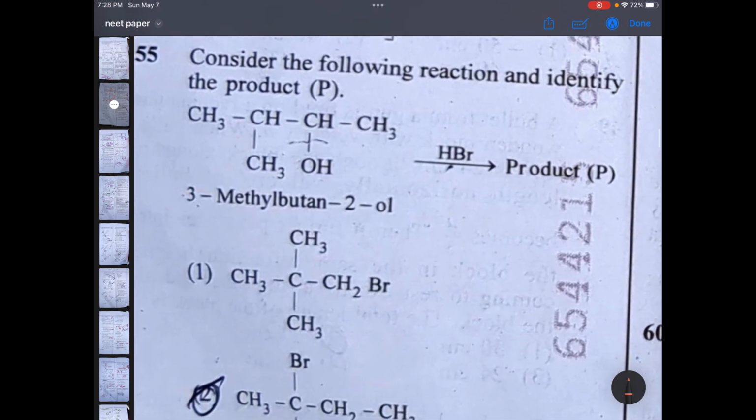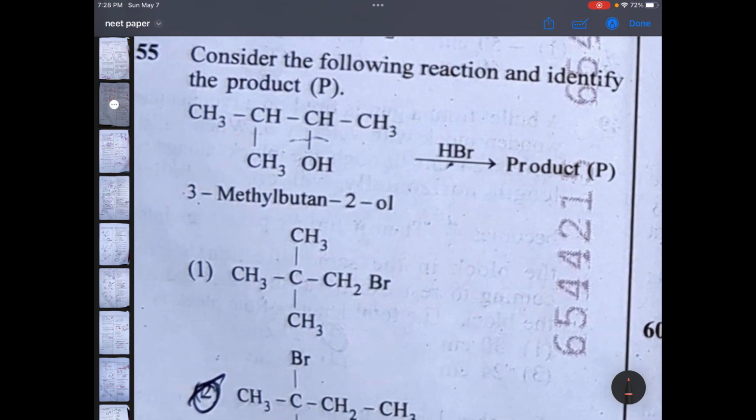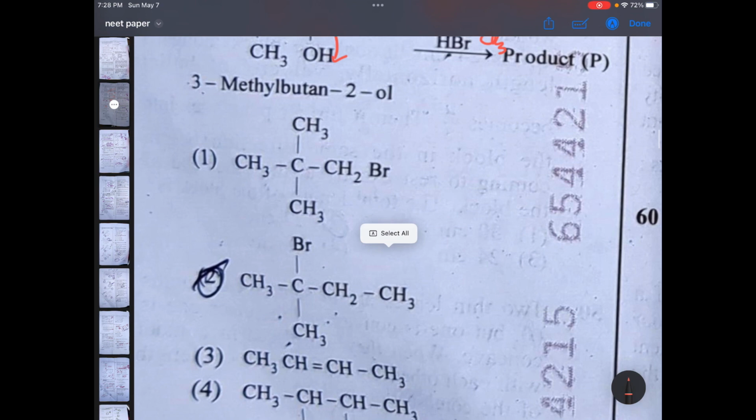Consider the following reaction and identify the product. Here, first this OH will go and plus charge will come. And hydrogen from here will shift here, because after hydrogen shifting, a tertiary carbocation will be formed. Then bromine will attack there, giving you this product. So there is carbocation rearrangement.